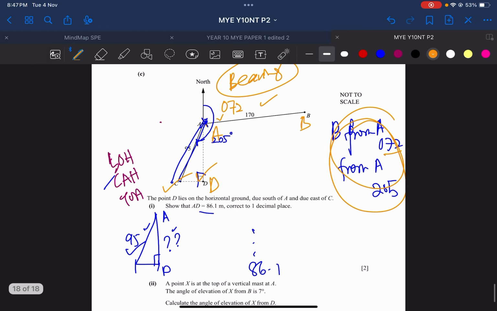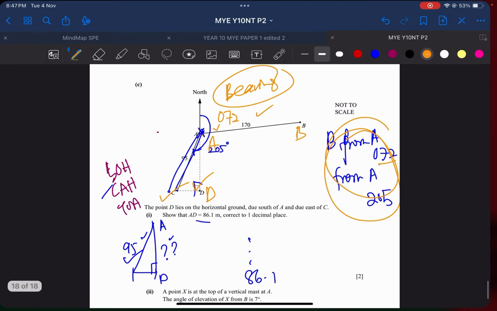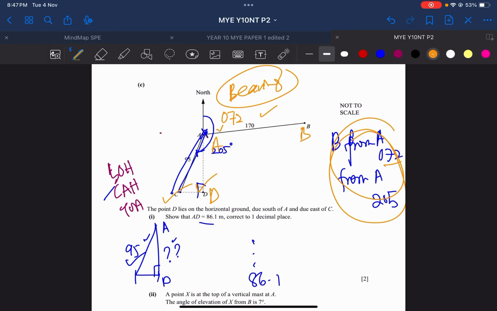Should be easy. What do I know? Can I say it's 180? D lies on the horizontal ground due south of A. Yes. Due south of A artinya automatically Zul tahu yang vertical. Bila Zul tahu yang vertical, then I know for sure, bukannya assume, anda boleh assume. I know for sure it's going to be 180. So artinya Zul tahu yang biru sampai kemari is 205 and then yang kuning is 180.